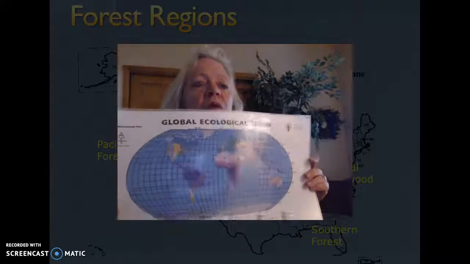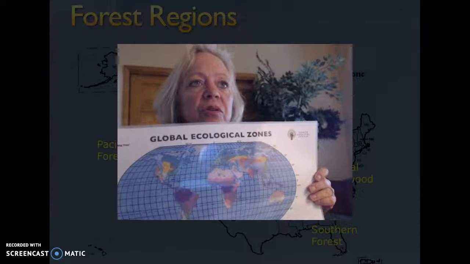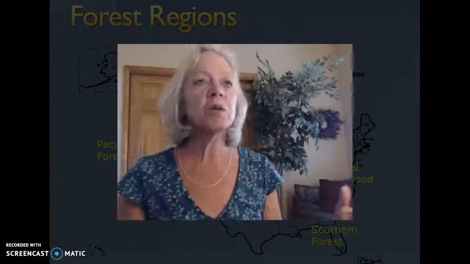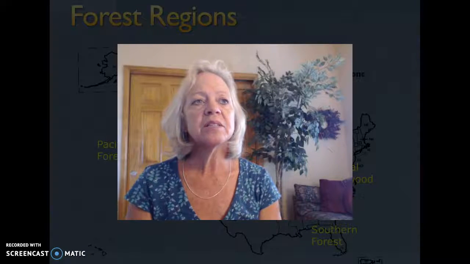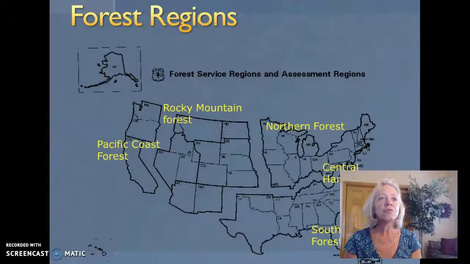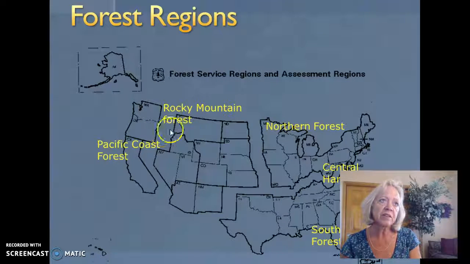So we can talk about the world's forests. And we really need to be acting globally at this point in our natural resource management. But let's start with the forest regions of the United States. There's a lot of different ways to name the forest depending on the use and what organization is doing it. So if we were going to break the United States up into 5 areas, we could say we have a Pacific Coast forest, a Rocky Mountain forest, which extends down through here, the northern forest.